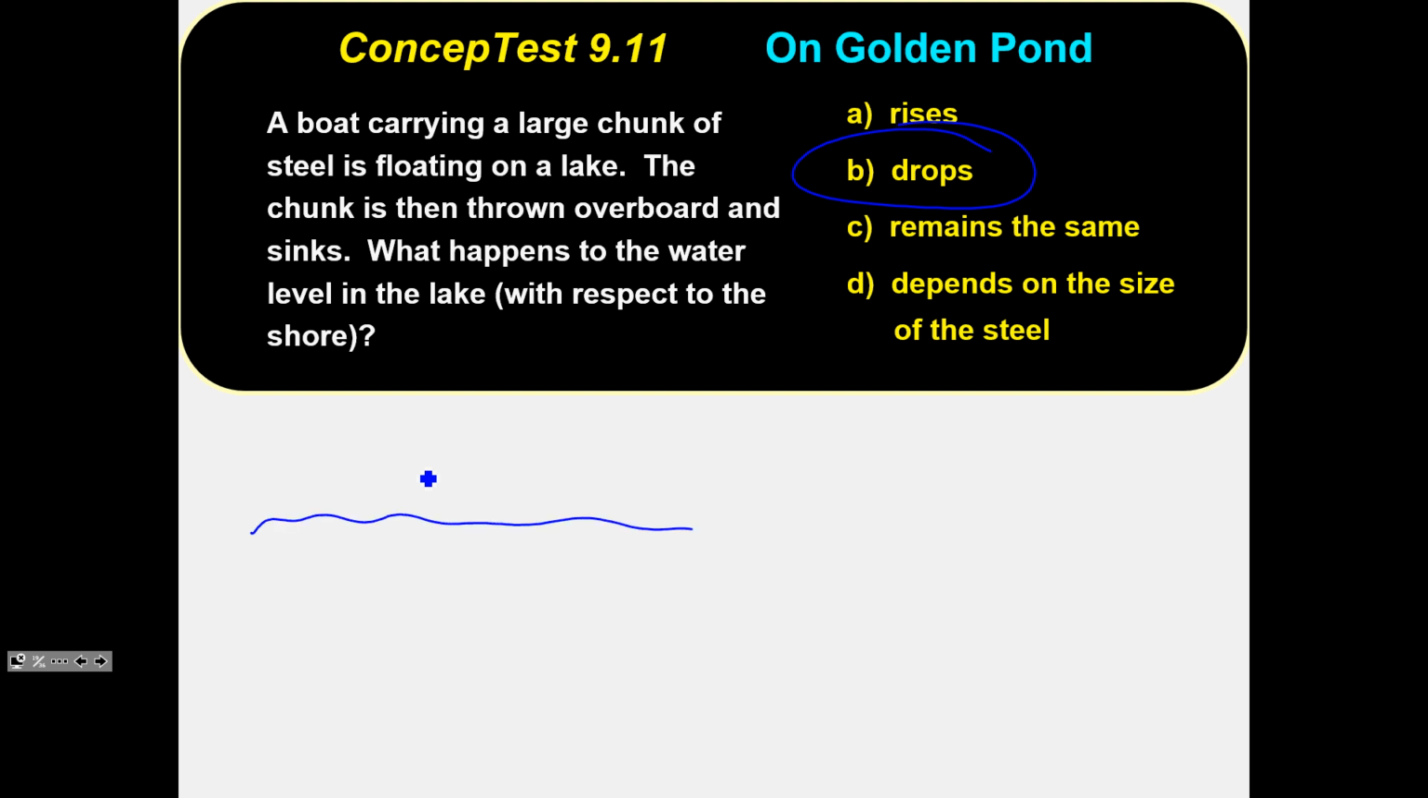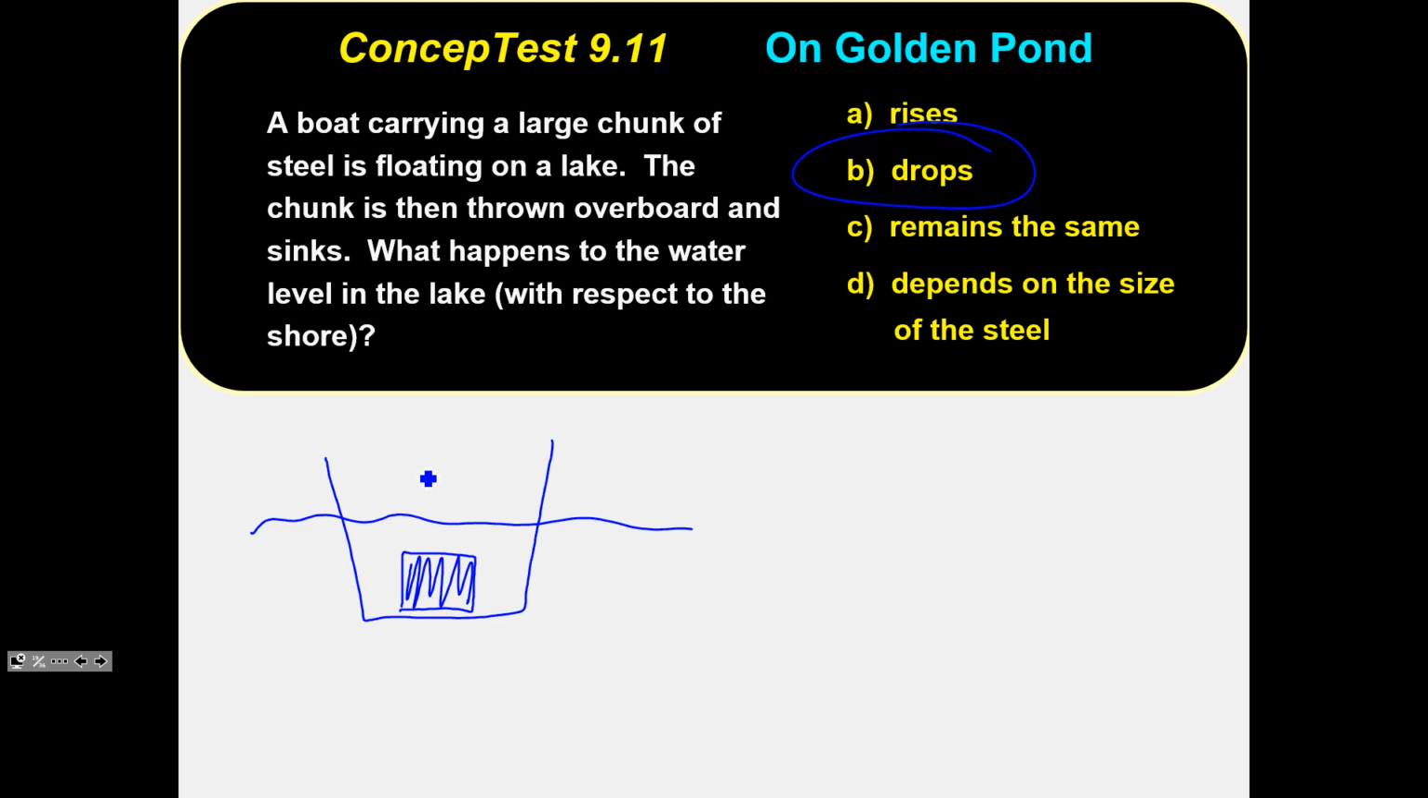Imagine this is my lake, and here's my boat, and I have this steel in it. The steel is sitting in the boat, and the amount of fluid that the boat is displacing is equal to the weight of the steel. That is, the weight of the steel is equal to the weight of the displaced fluid. Because steel is more dense than water, that volume of water that has a weight equal to the steel is bigger than the volume of the steel. That water just occupies more space because it has a density that is less than that of steel.